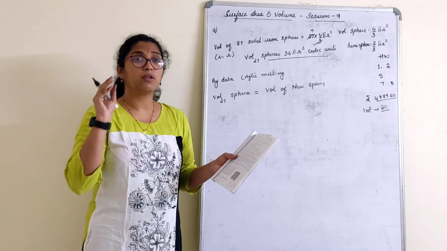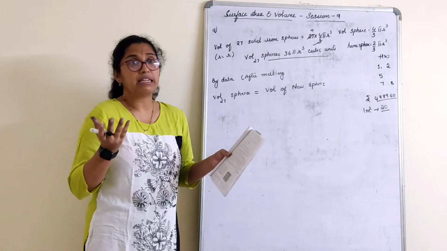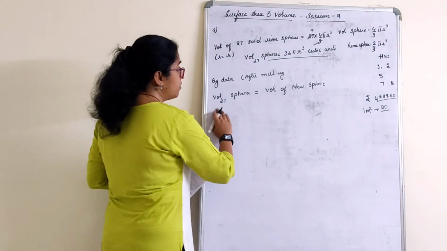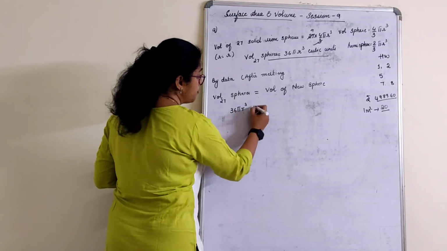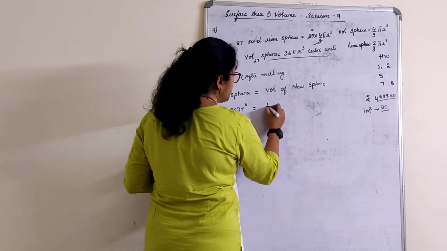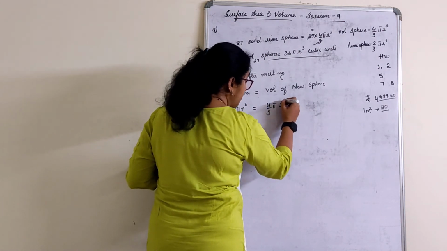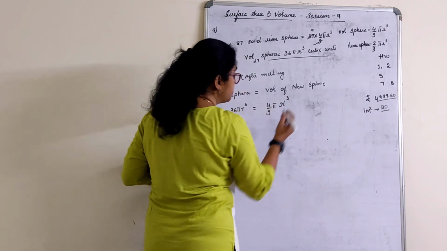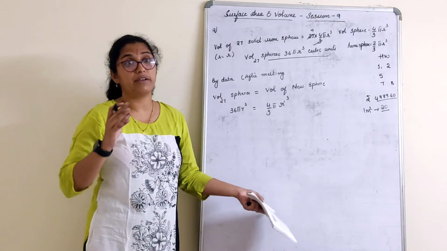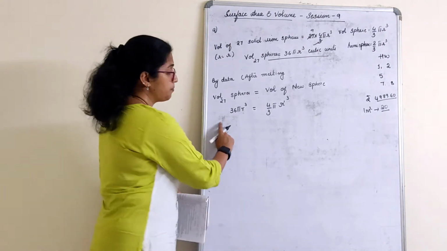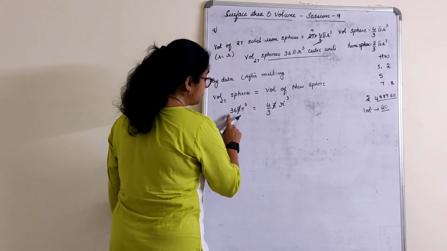It is like having small gold ornaments: you melt everything and make a bigger chain or bracelet, right? Similarly here. 36 pi r cube is equal to the volume of the new sphere, by formula 4 by 3 pi, and the radius will be different, so I will write r dash cube. Of course, the radius has to be different because it is a bigger one. Pi and pi you can cancel here.